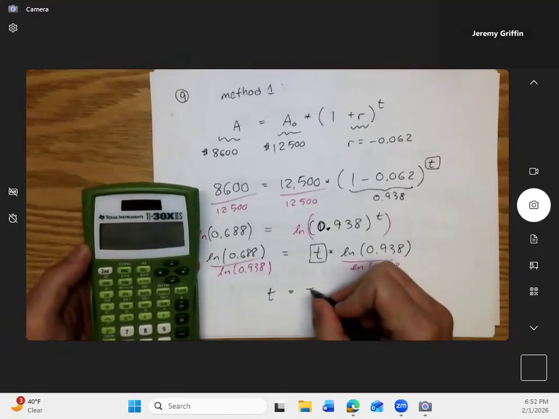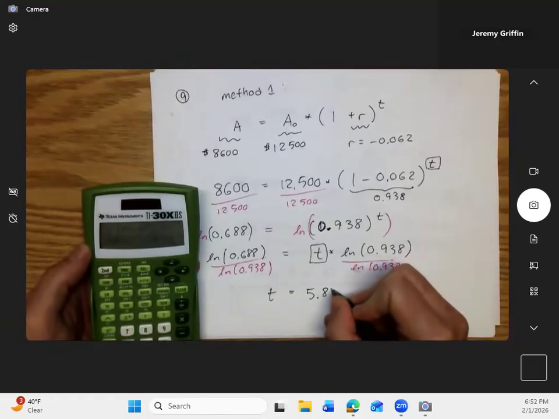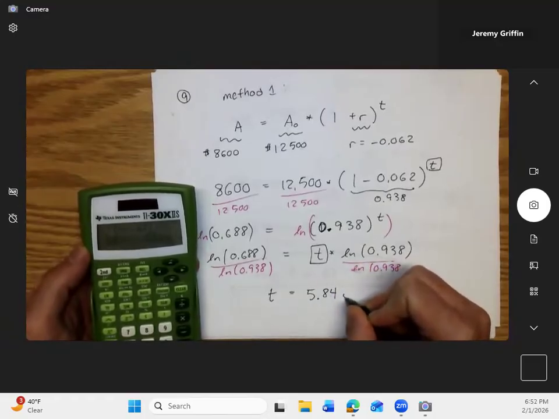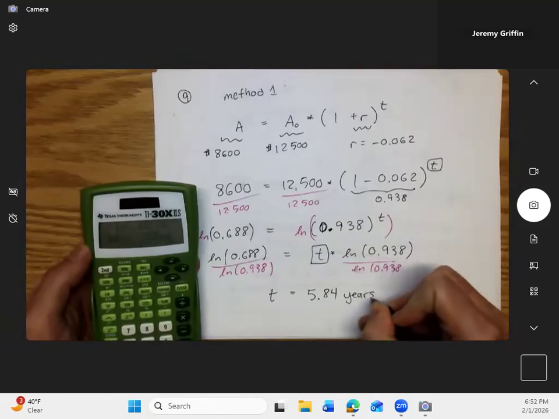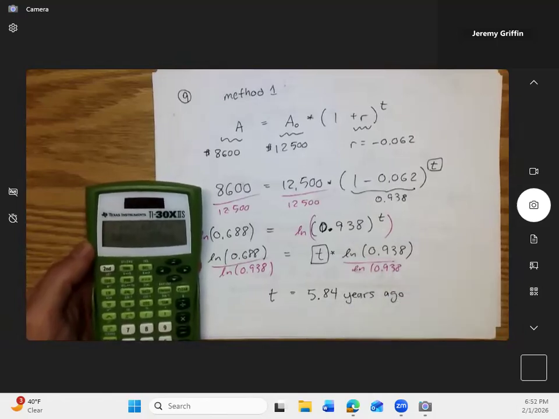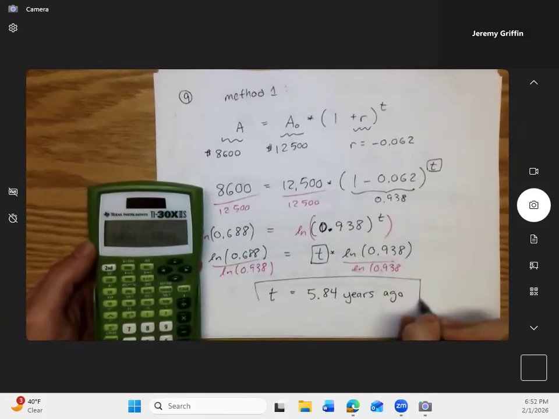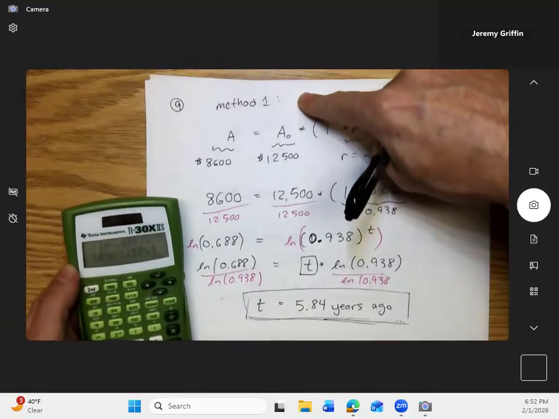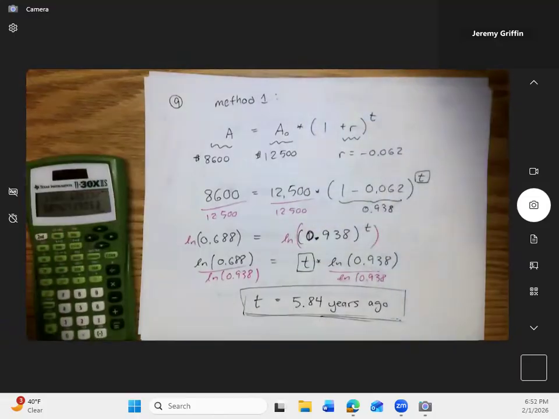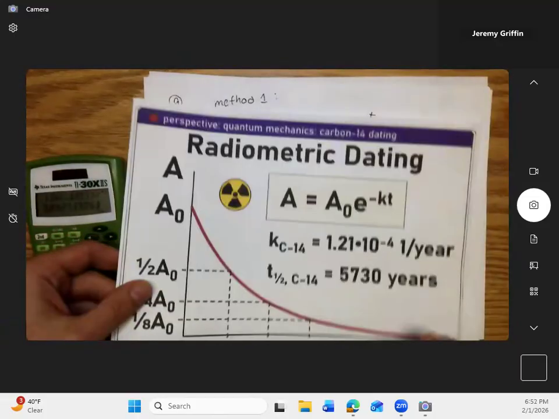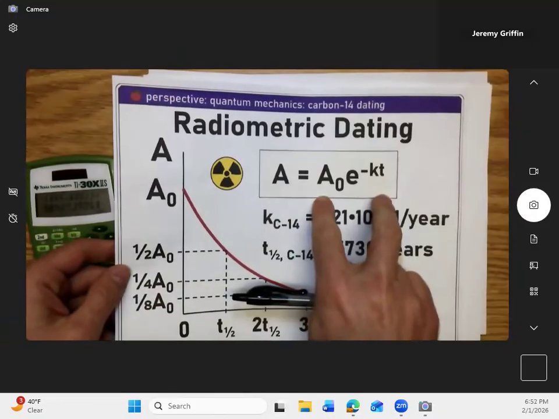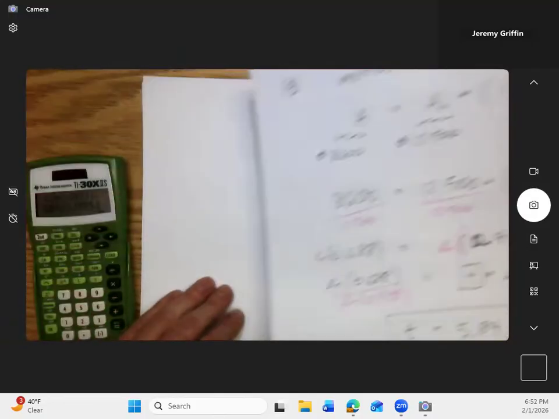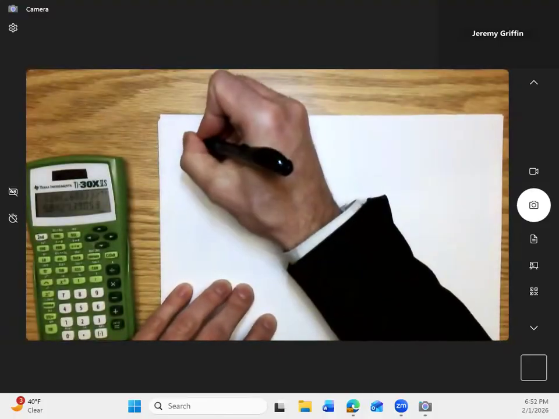I'm looking at 5.84 years ago. Okay, and so that's how old the system is. Now that was what was called method one. But I'm going to try a different method. Let's see if I can force it into a continually depreciating model. So let's do, and I should get the same answer.